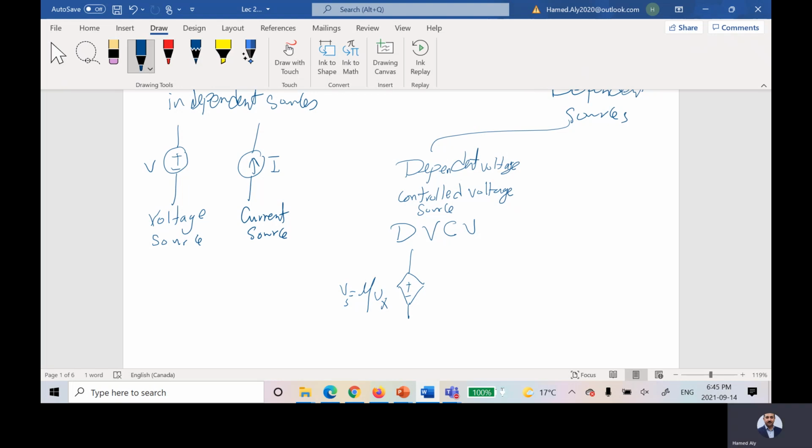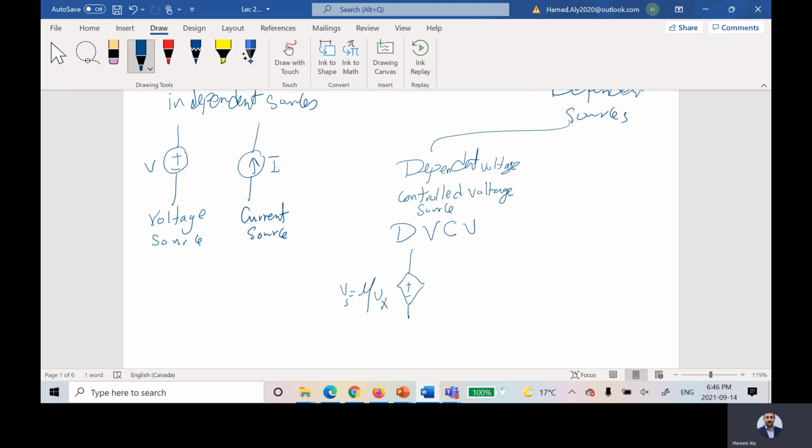Imagine, for example, I have a certain circuit. And I have that dependent source that is represented by a parallelogram, not a circle. And this guy, its voltage value, is equal to a constant, which is mu in our case, or 5, or 6, or 7, multiplied by the voltage for a specific branch. This is what we are calling dependent voltage source, and it is depending on voltage. I'll show you an example in a few seconds.